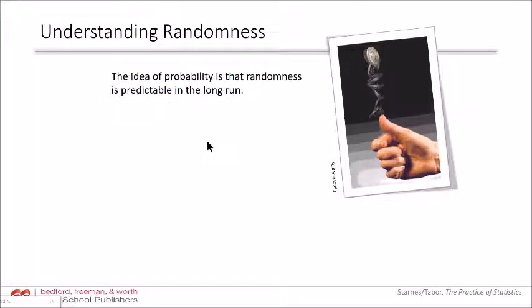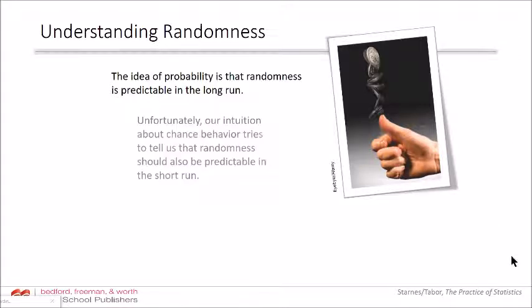So the idea of probability is that randomness is predictable in the long run. Again, when I flip a coin 500 times, 1,000 times, 1,000,000 times, if I flip a coin 1,000,000 times, I know that I'm probably going to have close, not exactly, but close to 500,000 heads, in the long run.